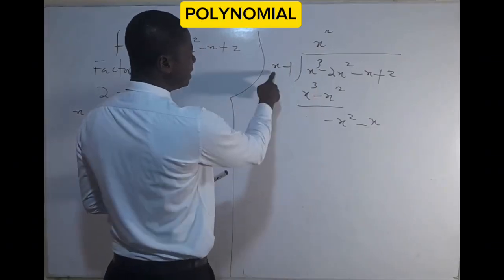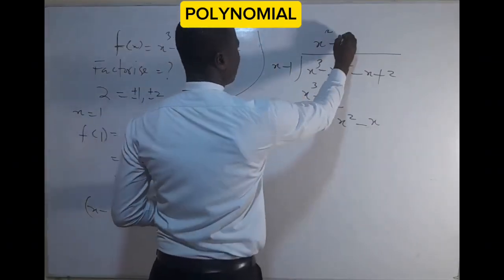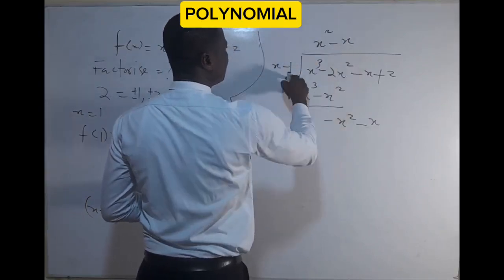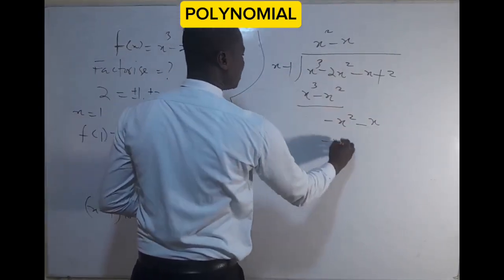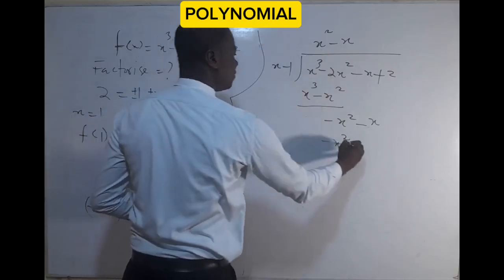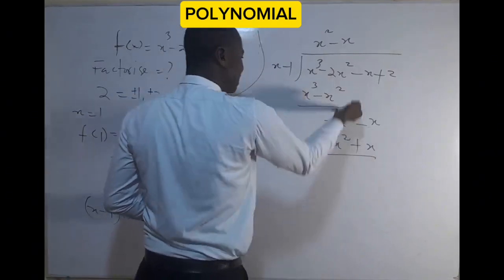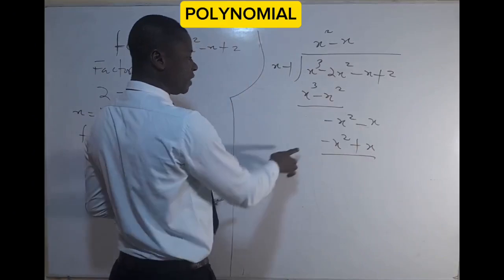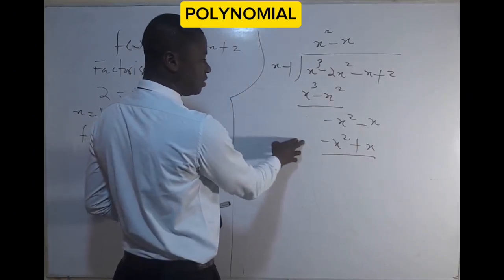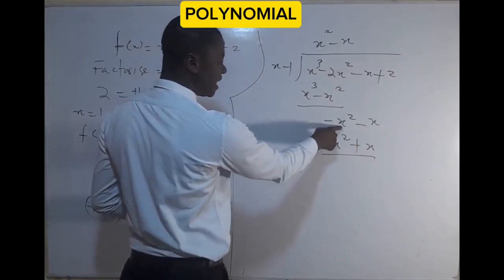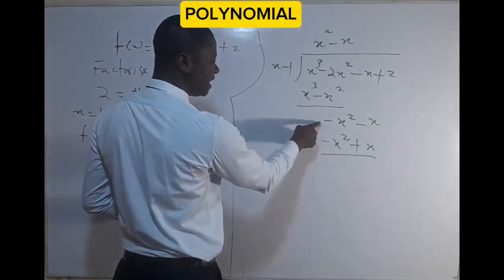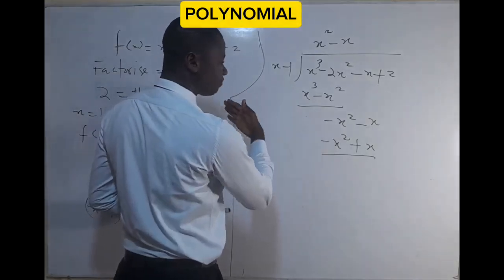Minus x squared divided by x will give us what? Minus x. Then you multiply this by everything. Minus x times x gives us minus x squared. Minus x times minus 1 will give us plus x. Then we subtract this from it. There's a minus here, but we don't write it. Okay, so we have minus x squared minus minus, that will be minus x squared plus x squared is off.